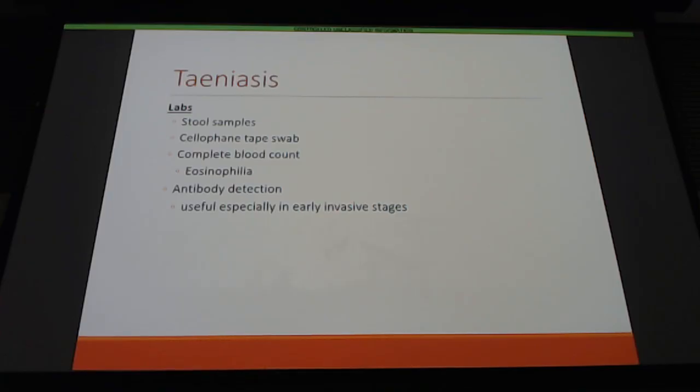Labs, what are you going to do? Stool sample. Here it says you can also do cellophane tape. I don't know if you remember that from the last time we talked. You just put some tape on the rectum and you can take a look at it, send it off to the lab.